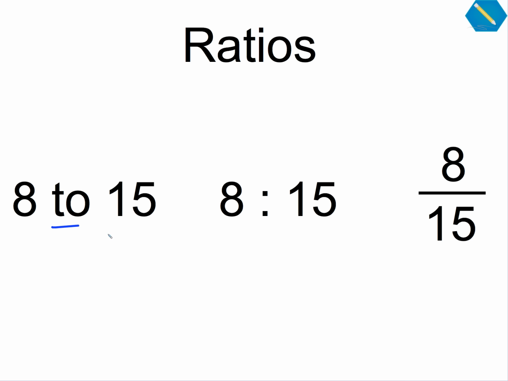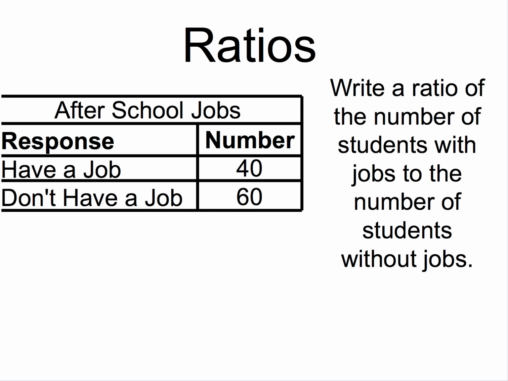You could use the word "to," you could use a colon, or you can write it as a fraction, but all three of them mean the same thing, 8 to 15. So let's look at an example here. All right, we're talking about after-school jobs. Students were surveyed, and the number of students that have an after-school job is 40, and the number of students that don't have an after-school job is 60.